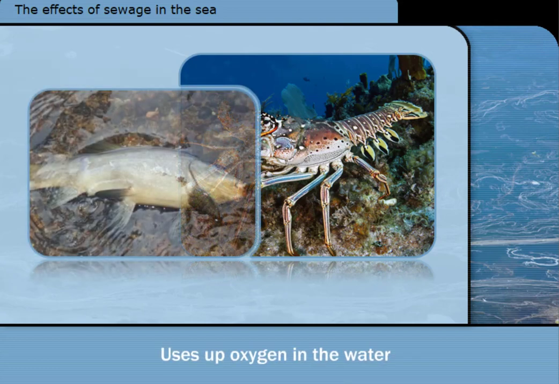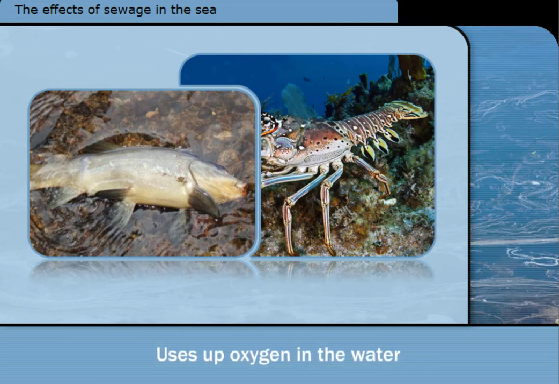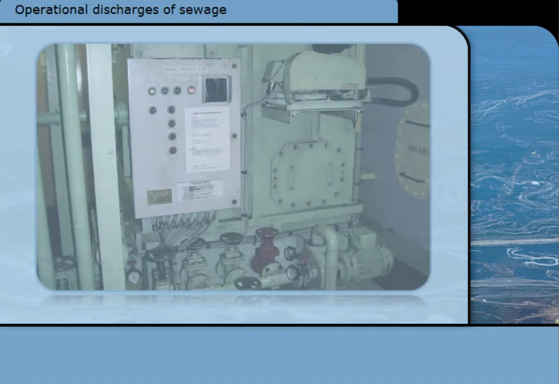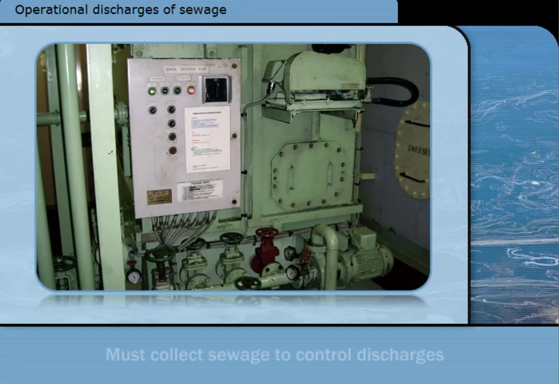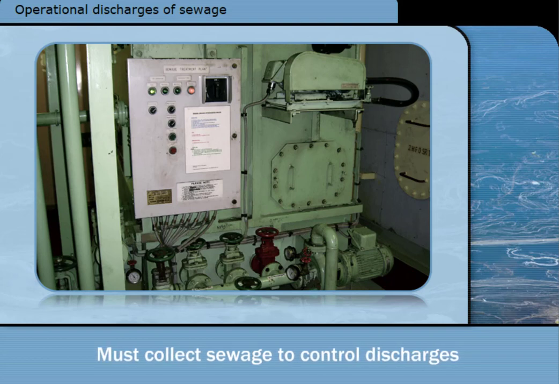Sewage will naturally decompose in the environment. In enclosed waters, such as harbours or estuaries, the oxygen consumed by the decaying sewage can leave the dissolved oxygen levels in the water so low that fish cannot breathe, and they therefore die. The ship's sewage system must collect the sewage produced on board so that the overboard discharge can be controlled to meet the discharge criteria set by Annex 4.